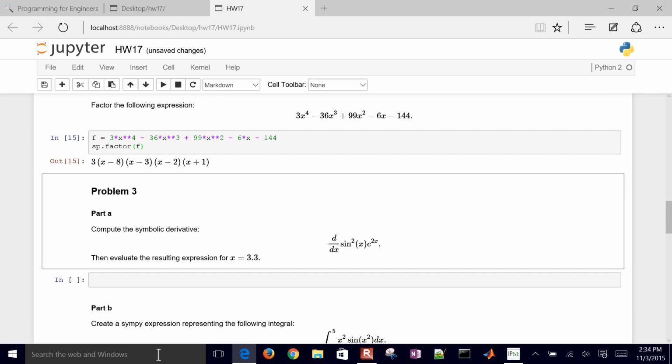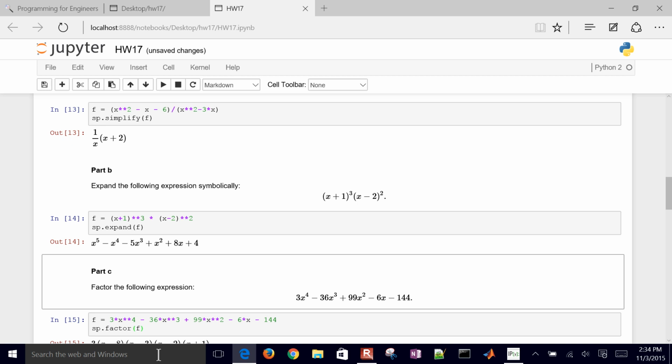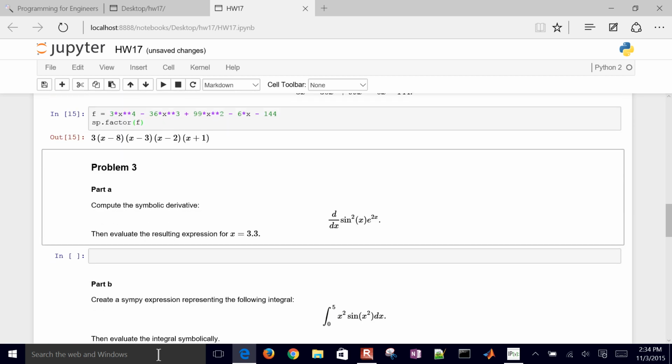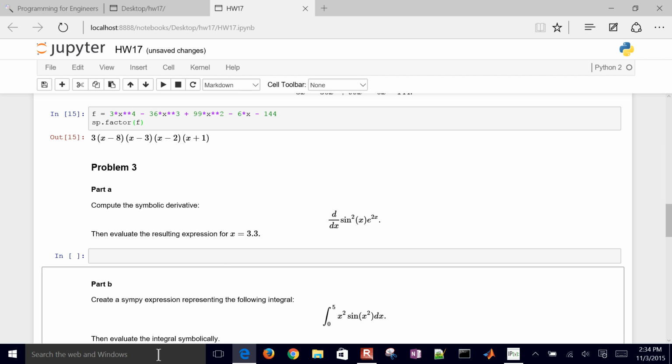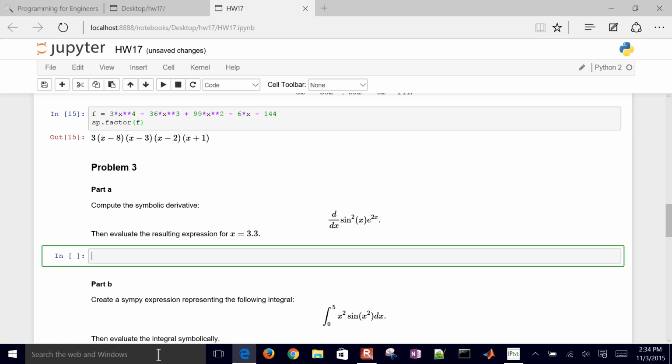Okay, so problem 3. So this was simplify, expand, and factor. There's a number of other expressions that you can use to work with these symbolic equations as well. Now we're going to go on to derivatives and integrals. So let's go ahead and just define our new function.